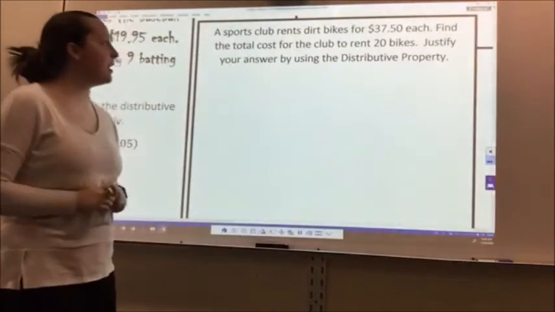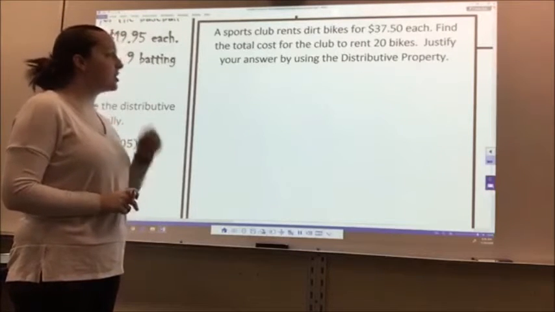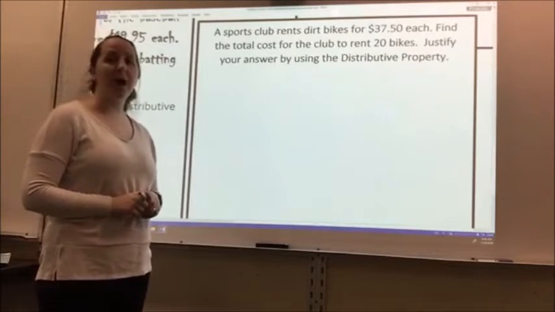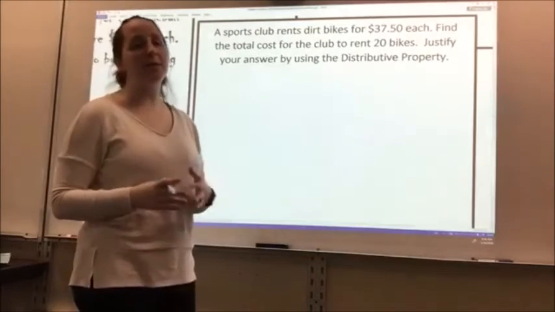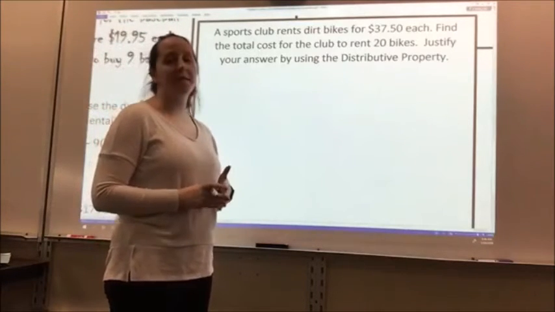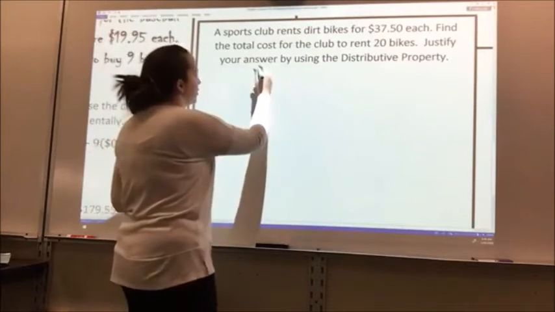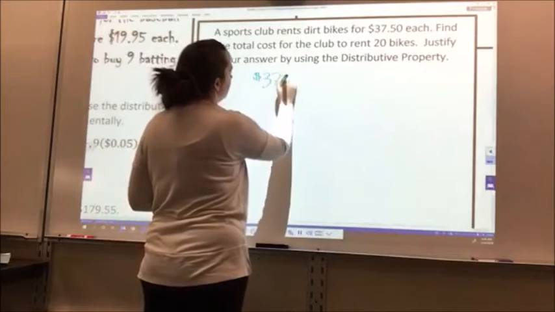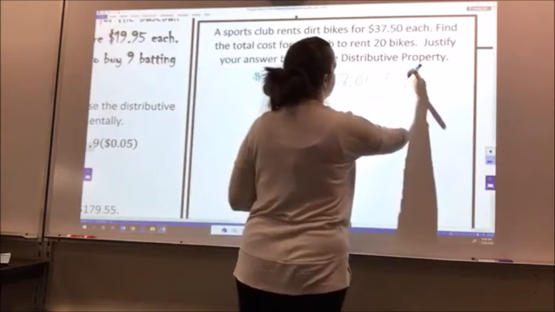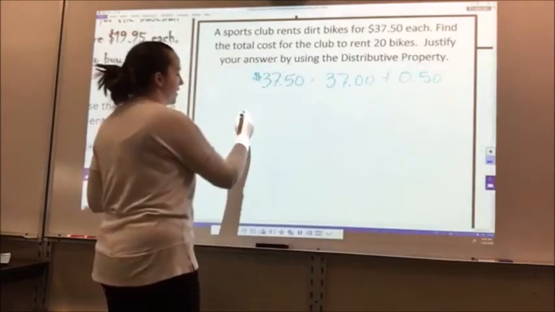All right, a sports club rents dirt bikes for $37.50 each. Find the total cost for the club to rent 20 bikes. Justify your answer by using the distributive property. So like we did with the baseball helmets, we're going to do the same type of thing with the dirt bikes. So $37.50, I can actually break down to 37 and 50. So $37.50 equals 37 plus 50 cents. And I'm multiplying this by 20.